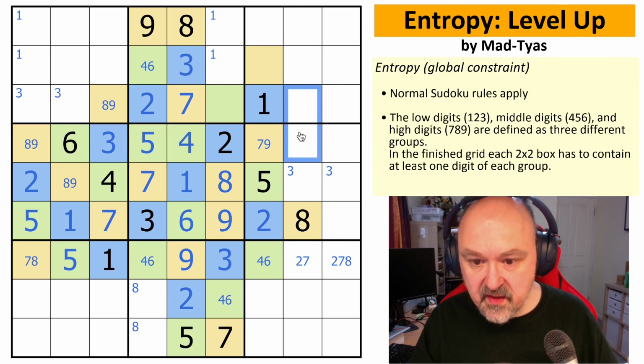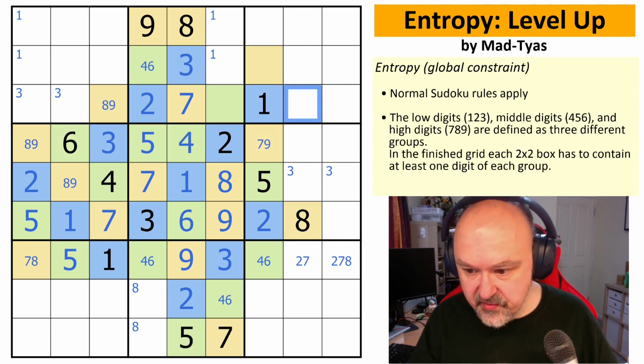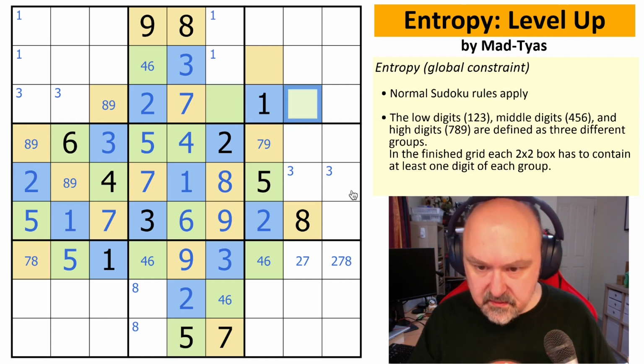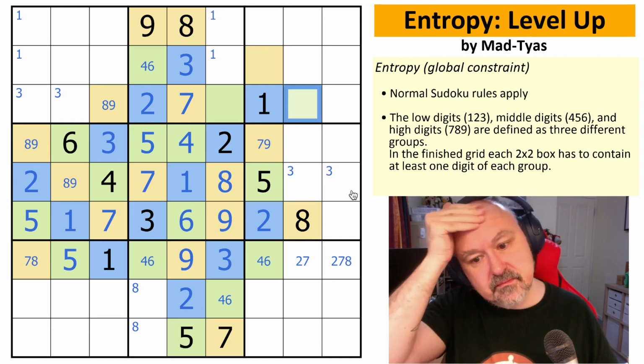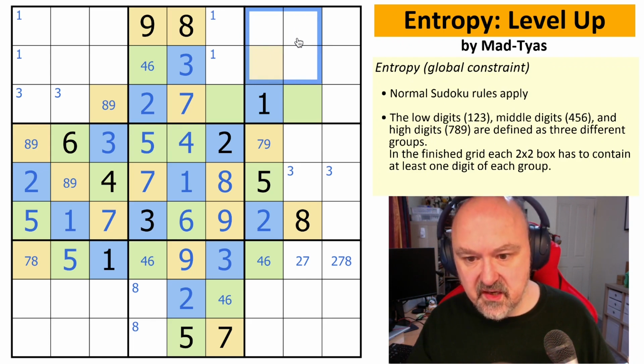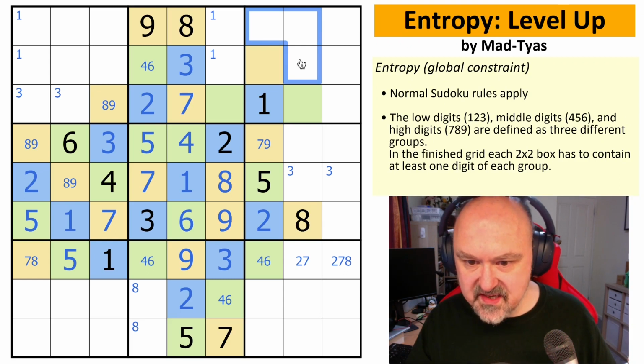There's a green. Okay, I need to put a green in this 2x2, and I've already got them all filled there. So that right there is green. Now I need to put a green in here. I also need to put a blue in there. But again, I'm not seeing any of them being forced to not be.